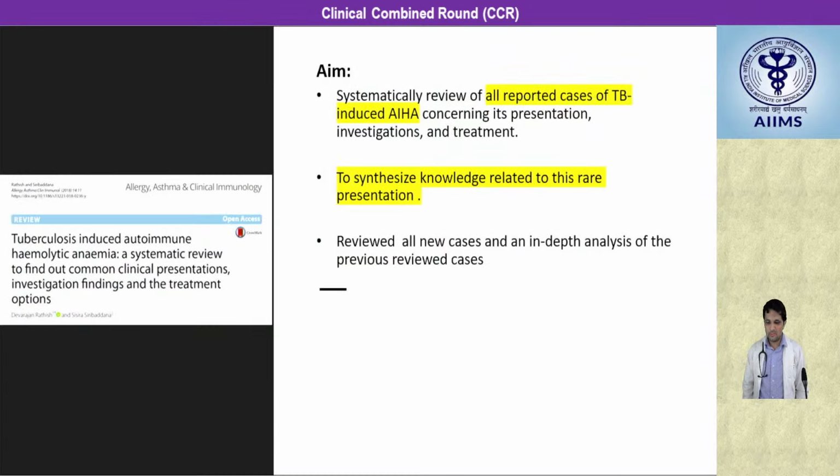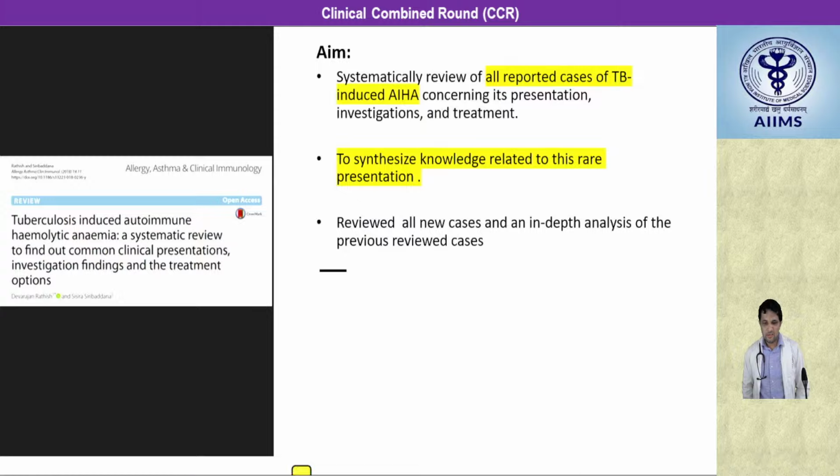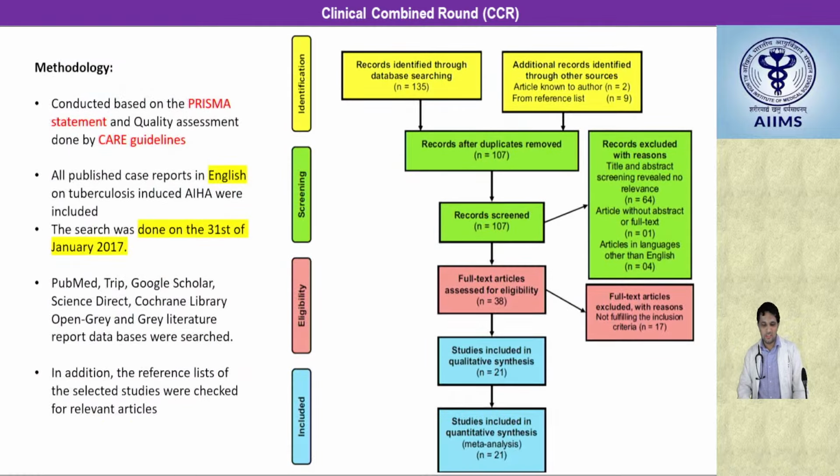Third, a systematic review was reported in 2018. Their aim was to systematically review all reported cases of TB-induced AIHA to synthesize knowledge related to this rare presentation, and they included all the cases reported in English literature till 31st January 2017. They also included all the 16 cases that had already been reported in the previous case report. So they included 21 patients for quantitative synthesis.